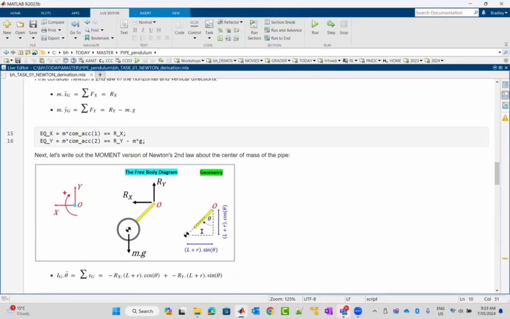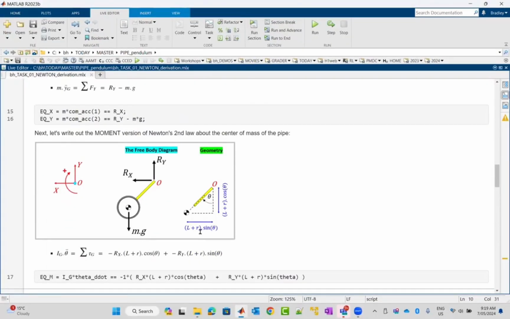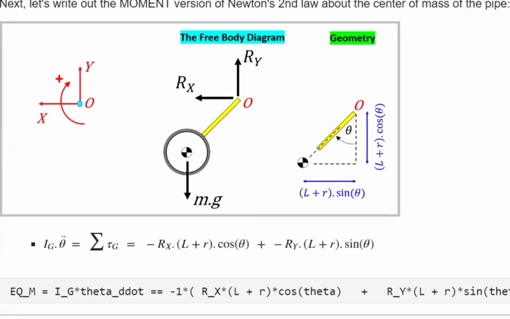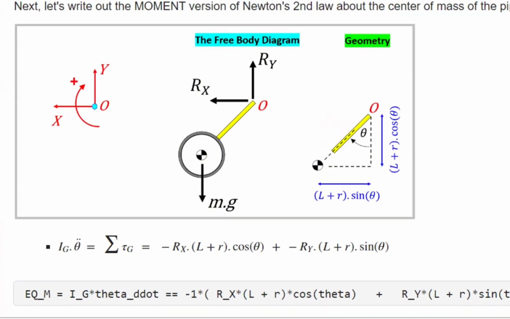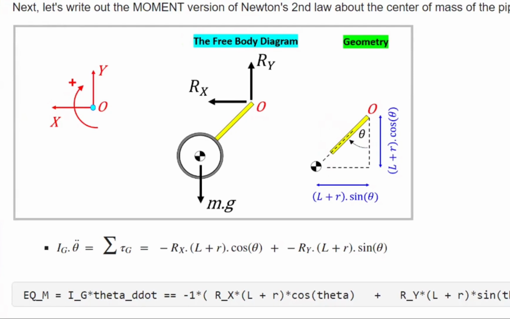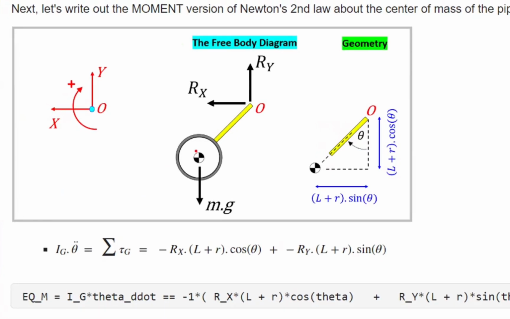There is, of course, a third equation that we could write, right? And that's the sum of the moments about the center of mass of the pipe pendulum. So there's clearly the center of mass of the pipe pendulum. This is the angular form of Newton's second law. And now, studying the free body diagram along with this little geometry aid, I'm sure that you can convince yourself that this is the sum of all of the moments that are acting about that center of mass.